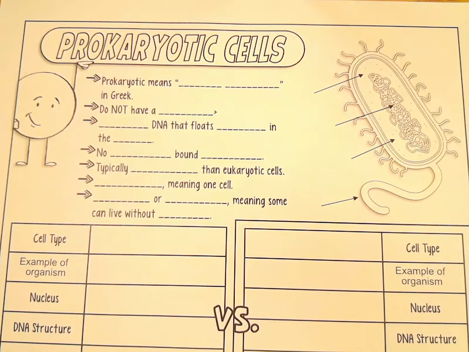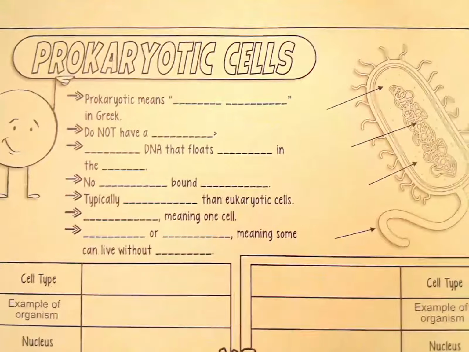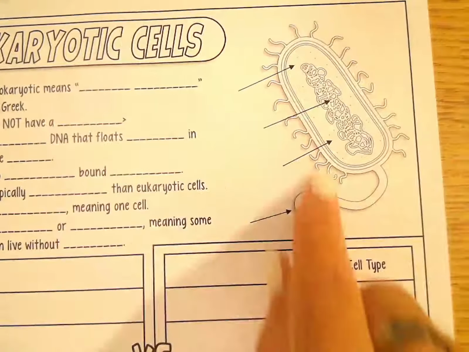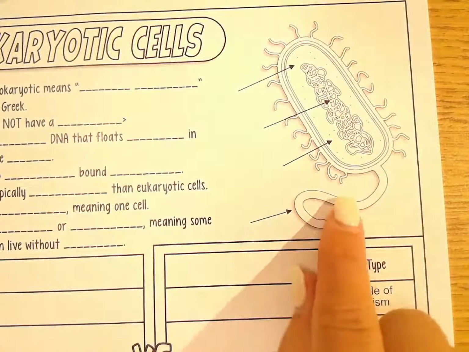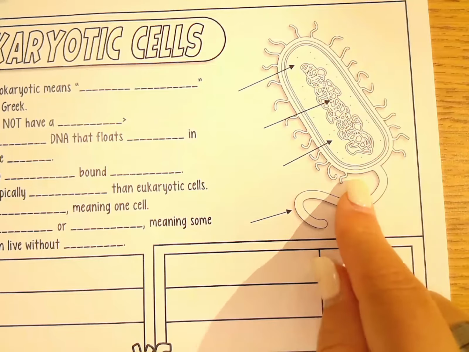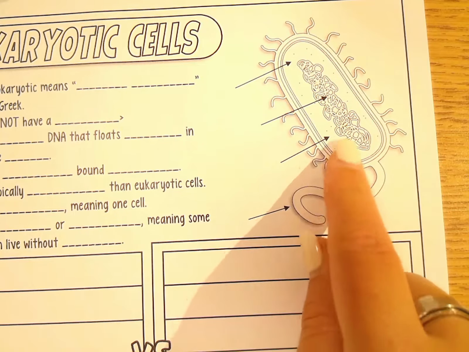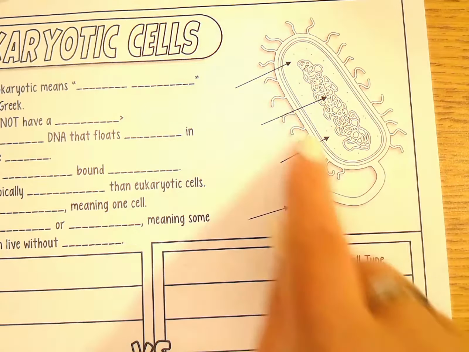Okay? We're going to focus on each of them one at a time, but before we do, let's look at just the difference in what they look like, right? You can see that this is a pretty simple shape. It doesn't have a lot of parts and pieces in it, right? This is a very simple organism. And a lot of times we see prokaryotic cells as single-celled organisms like bacteria.